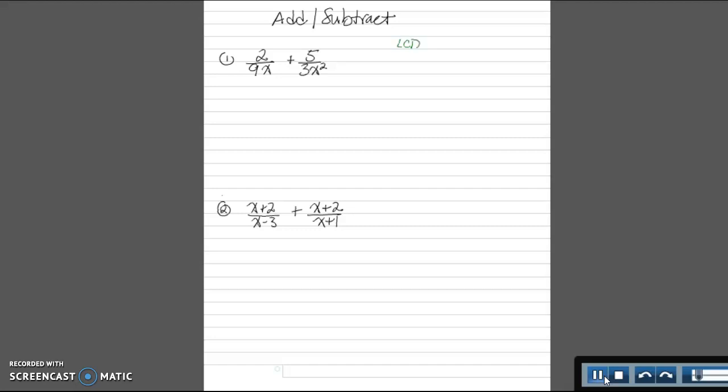Then we're going to use that denominator to rewrite each of the fractions. So for the first fraction, I need to multiply the denominator by an x to make it 9x squared. So I'll multiply the numerator also by x. For the second fraction, I need to multiply the denominator by a 3 to make it 9x squared. So I multiply the numerator by 3.